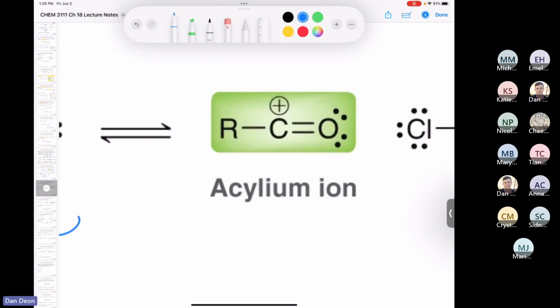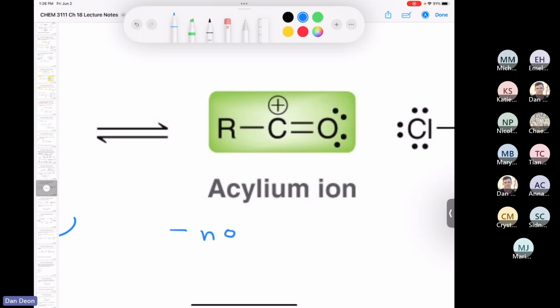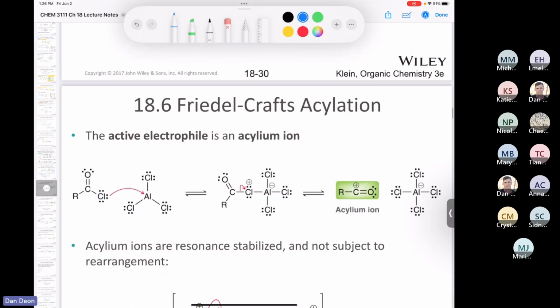And if you look really closely at this acylium ion, if you're very astute, and I know you all are, you're probably recognizing something interesting about this, which is going to prevent the acylium ion from rearranging, right? No rearrangements. This is not going to rearrange under any circumstances. Why would that be? Let's take a look at the next slide.